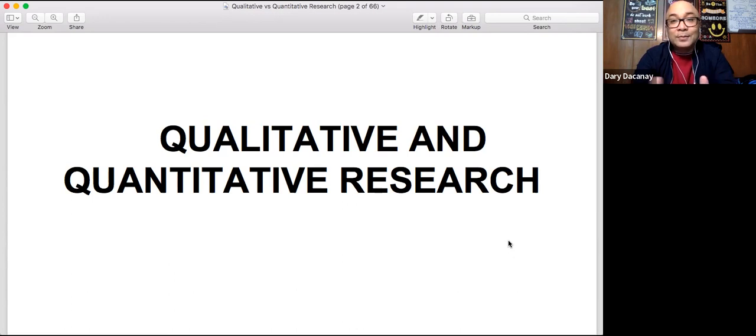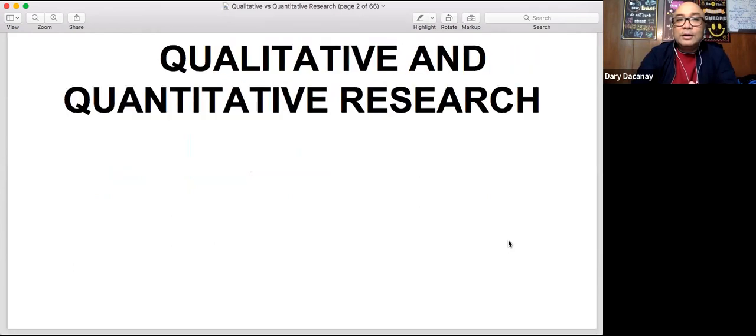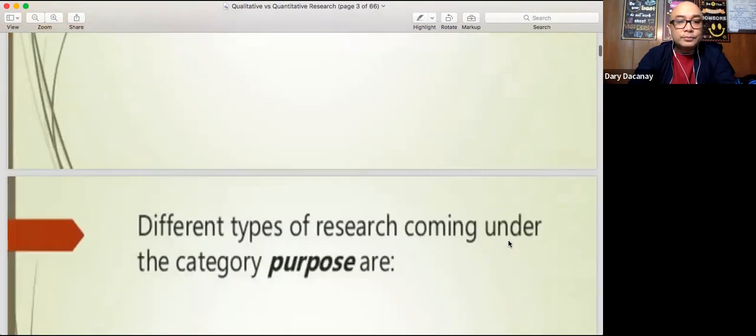Okay, let's go back now to qualitative and quantitative research. Now, when we talk about different types of research, it's based on different aspects, such as what's the purpose, the process, and the outcome. Again, when you talk about the types of research, we talk about the purpose, the process, and the outcome.